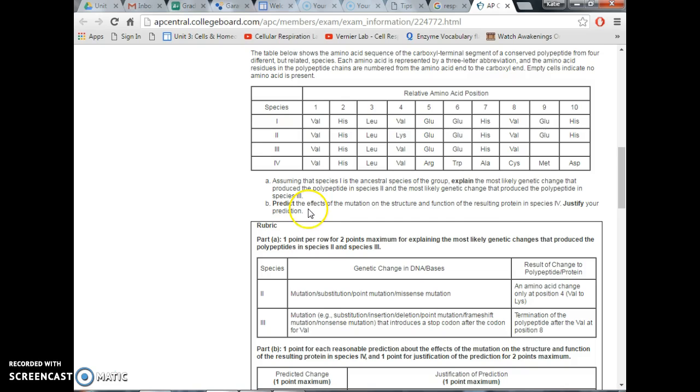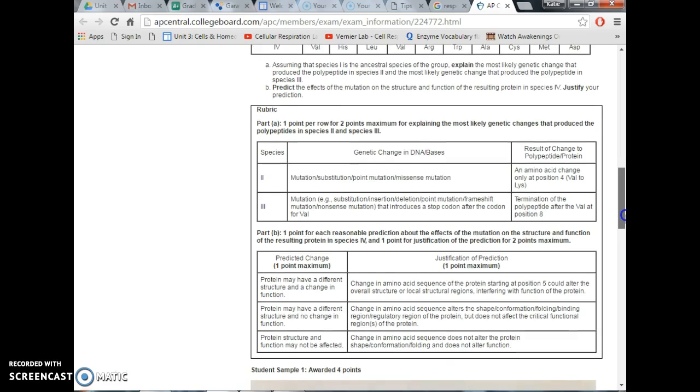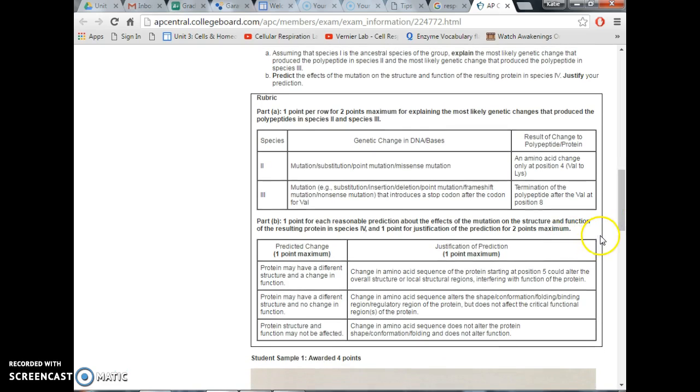So since the AP revamp, all of the free response questions are graded with a rubric. Each reader for the exam is going to have the same rubric, and they are looking for the exact thing that is on the rubric in your writing. So for part A, it was 1 point per row for 2 points maximum to explain it. So you had to get this part and this part to get a point, and then you had to get this part and this part to get your second point.